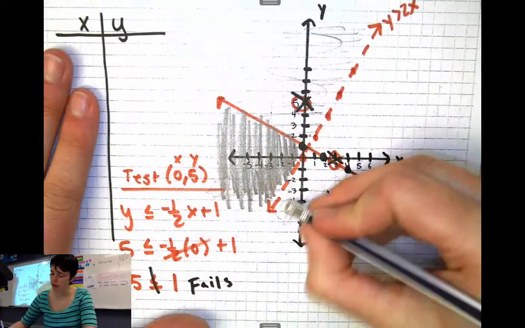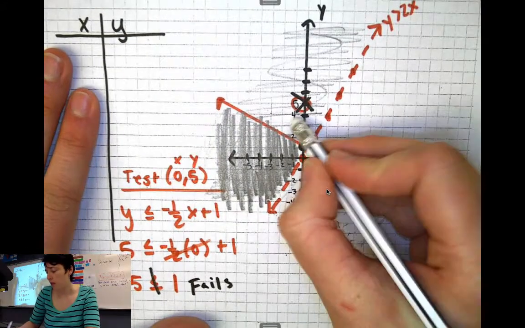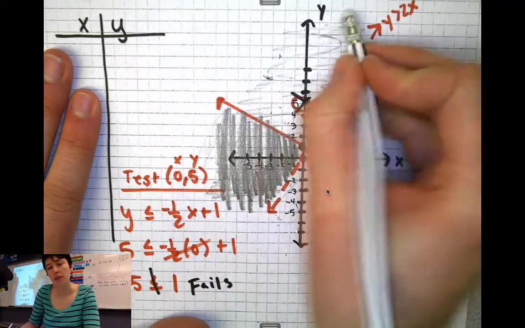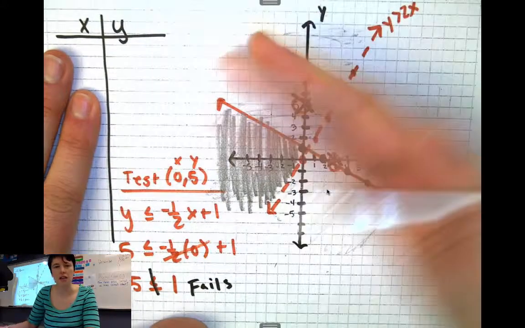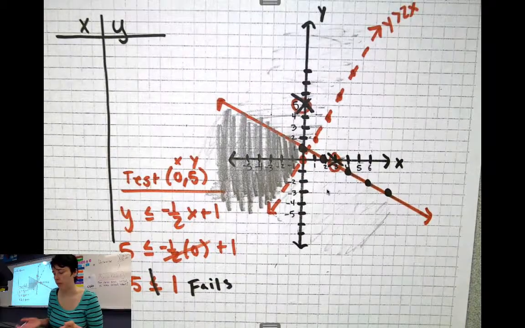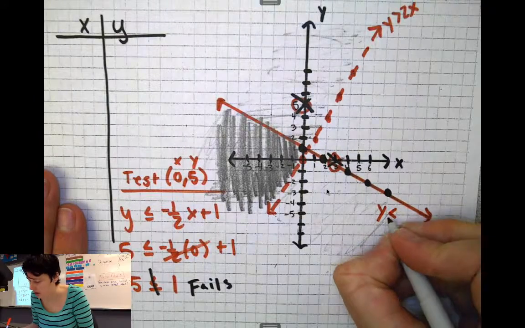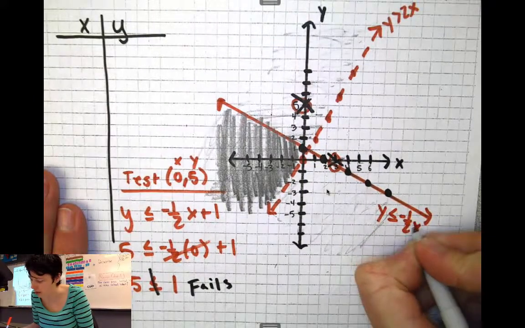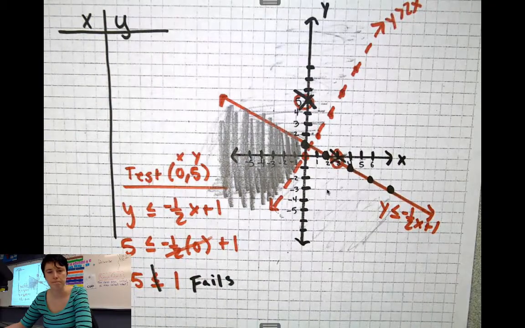I'm going to use my eraser just to lightly erase this extra shading because we no longer need it. We only want to find where the overlap is. I don't need this extra shading. I'll take that off my graph. And it's that dark region, and then there's the solution. I'm going to write my rule, my equation, y is less than negative 1/2 x plus 1 next to that one. And I have a system of inequalities.